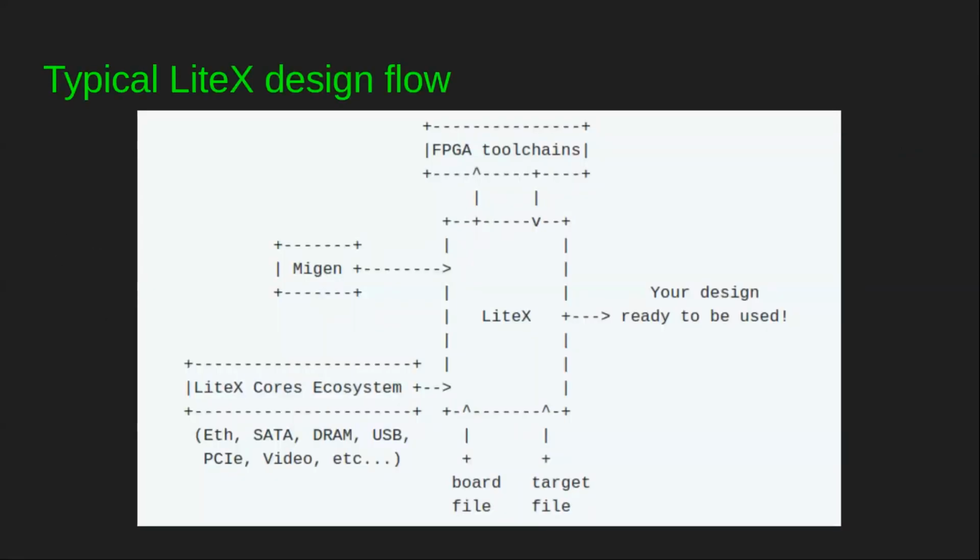So this is a typical design flow with Litex. I have copied this from the latest documentation. So you have the latest framework, and you have the latest core ecosystem as well. There are so many cores that you can use. You can pull them in, like Ethernet, PCIe, etc. And you have the FPGA tool chain, and this uses Python, as it is programming in Python. So if you want to get into this, good knowledge of Python is required, especially OOP concepts.